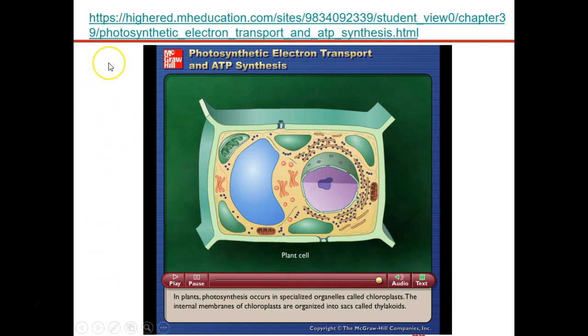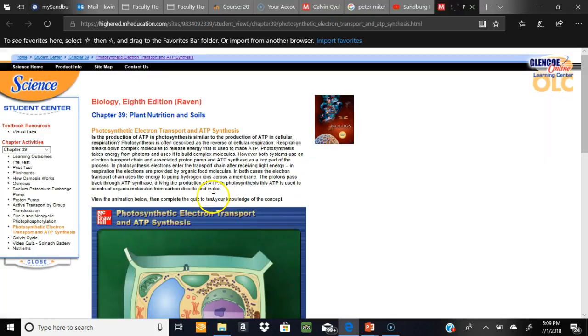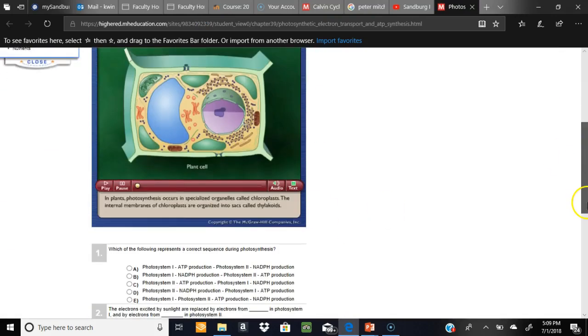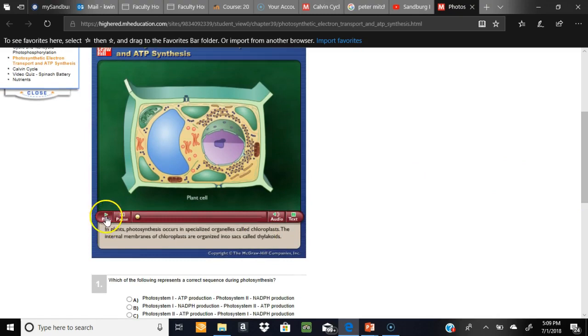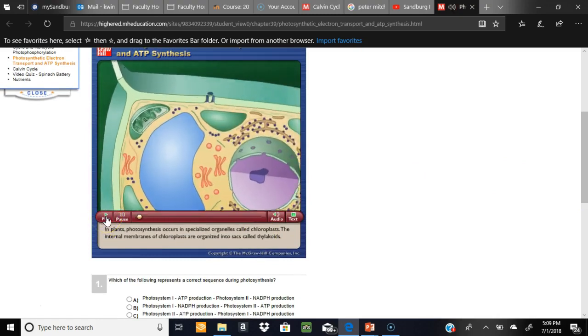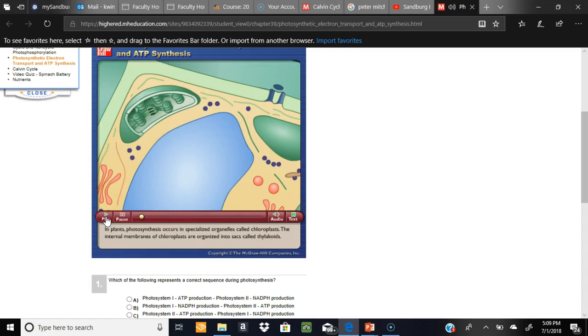And here you can see the photosynthetic electron transport chain and ATP synthesis. In plants, photosynthesis occurs in specialized organelles called chloroplasts. The internal membranes of chloroplasts are organized into sacs called thylakoids. Surrounding the thylakoid membrane system is a semi-liquid substance called stroma. Photosynthetic pigments are clustered together to form photosystems.